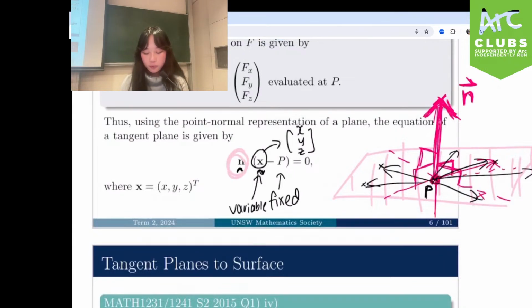And why we can do that is because we can write our n like this. We found this already earlier. We've already talked about this when we were talking about normals at points. This is the n value here. Okay, so that's just our normal vector.